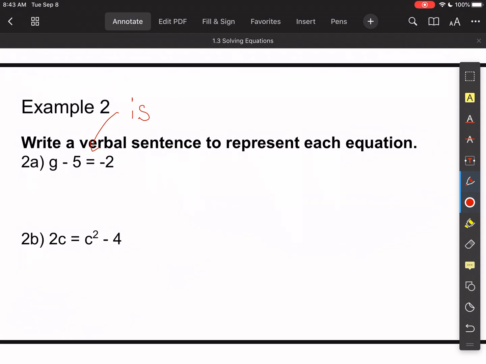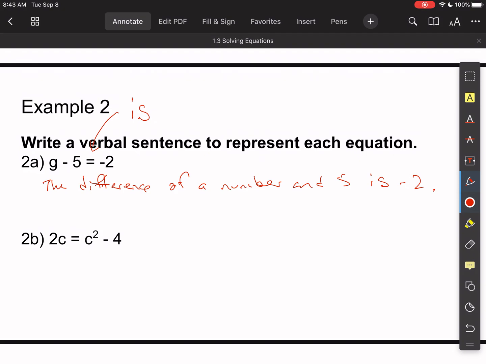So if I were just to say this, I could say g minus 5 is equal to -2. All right, so I could write it that way. Or I could say something like this. I could say the difference of a number and 5 is -2. All right, so that's another way to think about that.